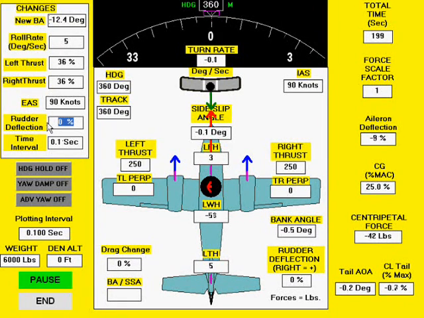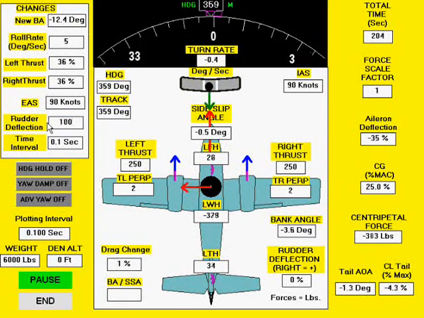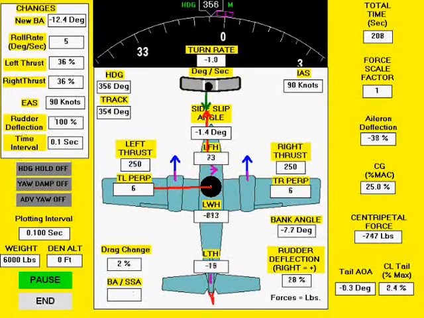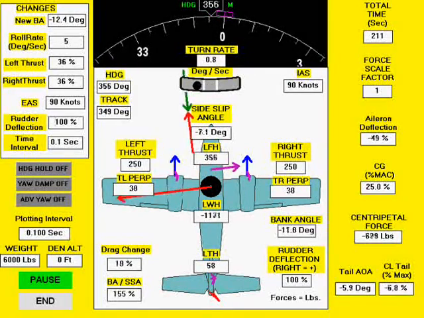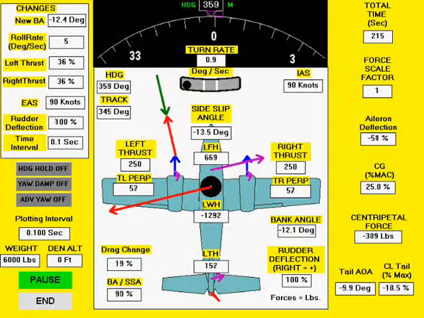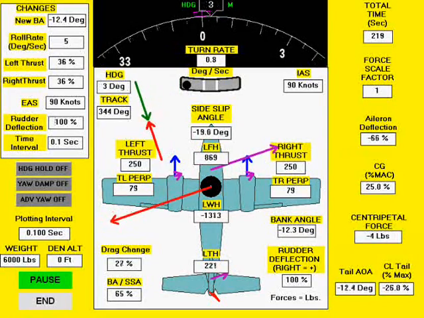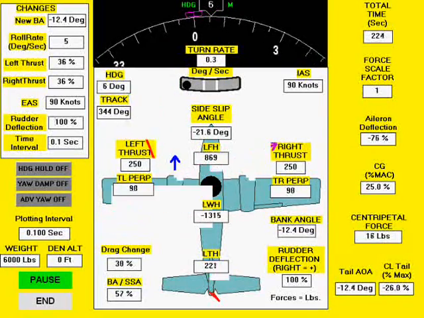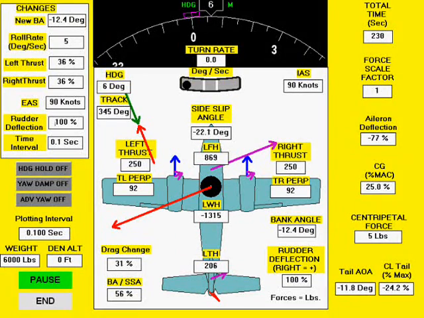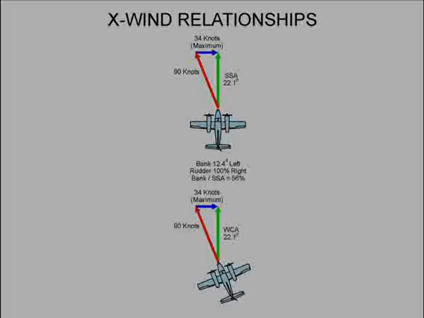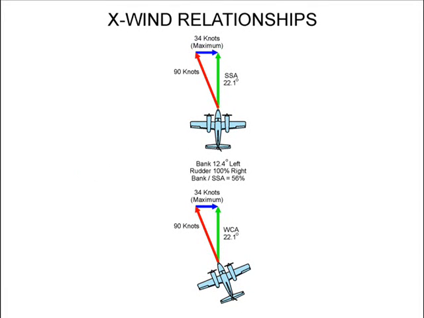Selecting a 12.4 degree bank angle and maximum rudder deflection, 100%, we see the side slip angle stabilize at 22.1 degrees. In this case, the bank angle is 56% of the side slip angle. In this maximum slip crosswind correction case, we see that the bank angle is 56% of the crab wind correction angle.